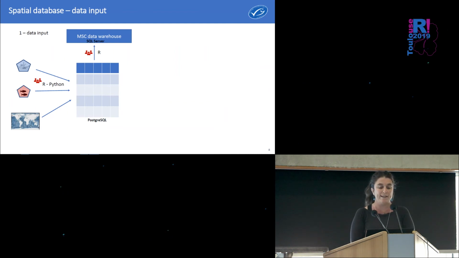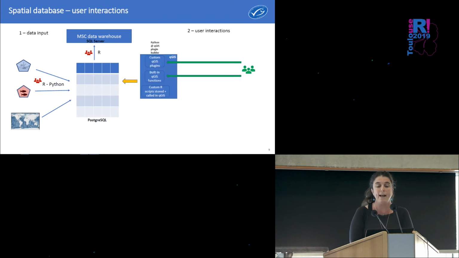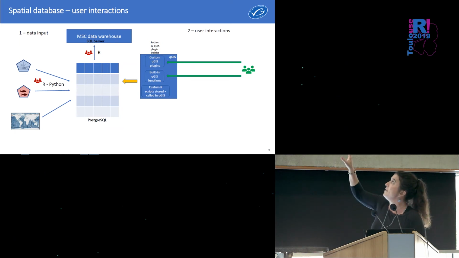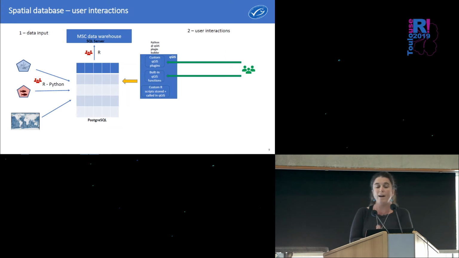So the normal spatial database is held in PostgreSQL, and then we use R and Python to import the spatial data, so the fishing areas and the stock areas, into that spatial database. Then we use QGIS, that's publicly available GIS software, as a graphic interface. So this green user group can access QGIS through the built-in functions or custom QGIS plugins.